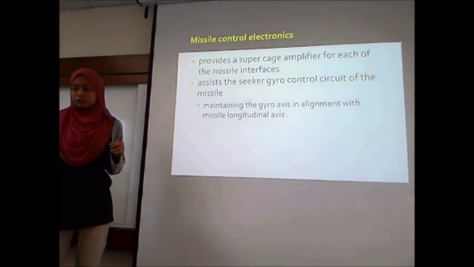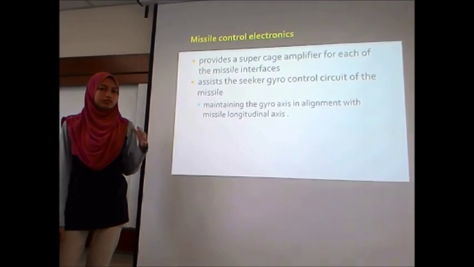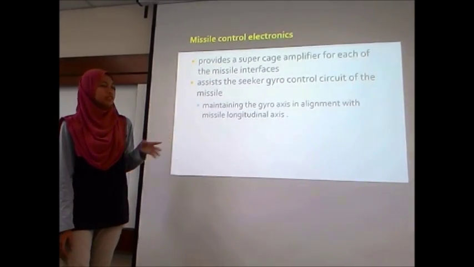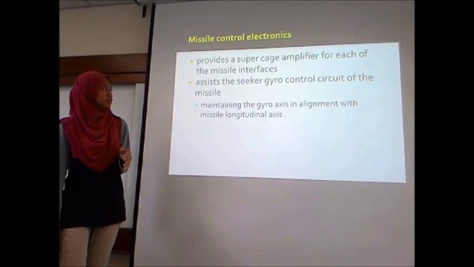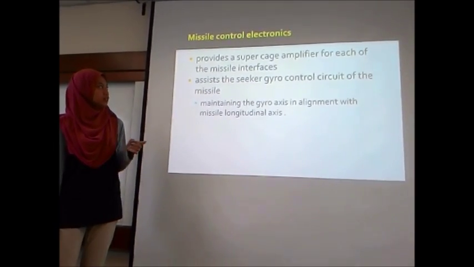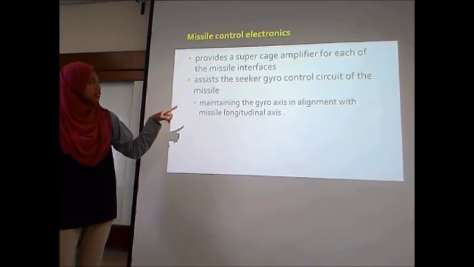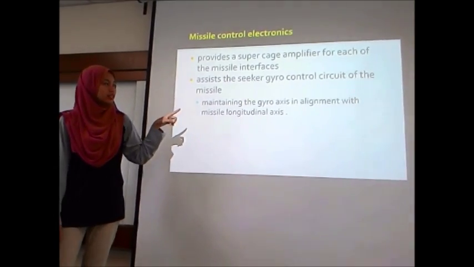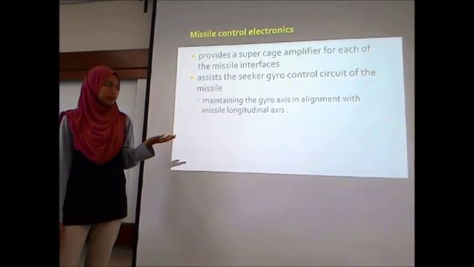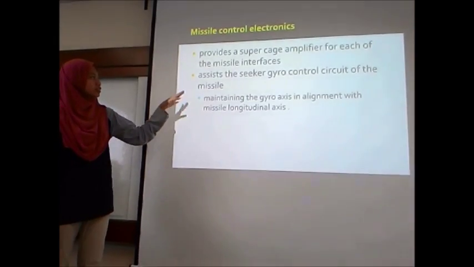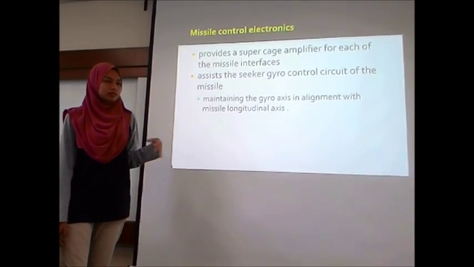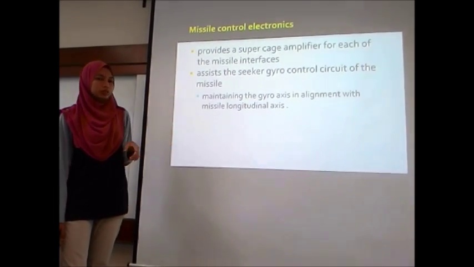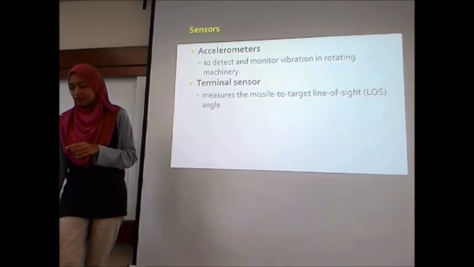And the next component is the missile control electronics. It is actually a type of controller. This control electronics provides a supply and amplifier for each of the missile interfaces. So this controller assists the seeker gyro control circuit of the missile. This controller has the gyroscope principle. So for this controller, the function is to maintain the gyro axis in alignment with the missile longitudinal axis.